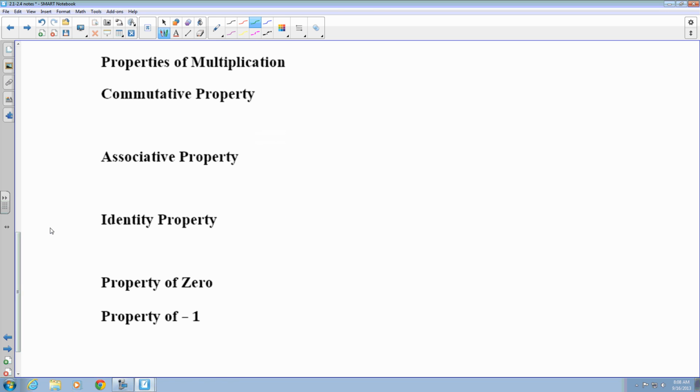Okay, properties of multiplication. I know we already went over all these properties when we dealt with addition, but now we're going to do them for multiplication. The commutative property is when you have two numbers, you multiply them either way, and get the same answer. So 4 times negative 5 is the same thing as negative 5 times 4.